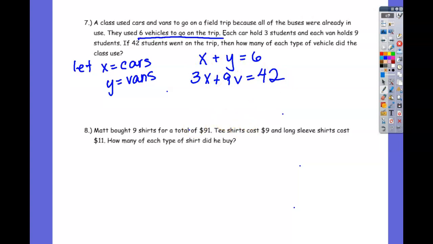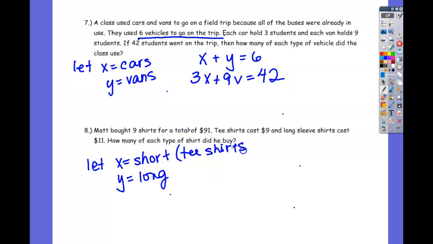So Matt bought 9 shirts for a total of $91. T-shirts are $9, long sleeves are $11. How much of each type did he buy? So let's let X be the short sleeve and Y be the long sleeve. So that would be just regular T-shirts. If T-shirts are $9 each, it would be 9X. And long sleeve would be 11Y, and he spent $91. Whoops, it should be 11Y, sorry. So your Y is your long sleeves. So there's one of your equations there.